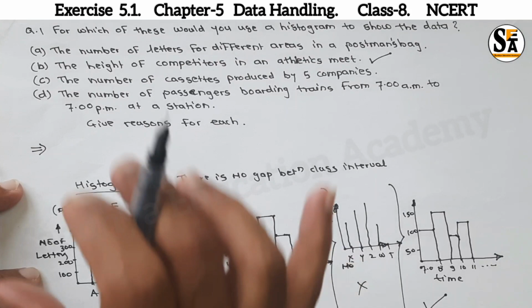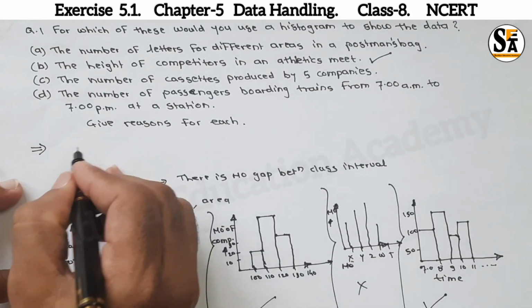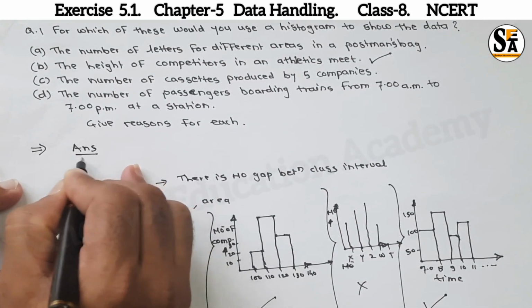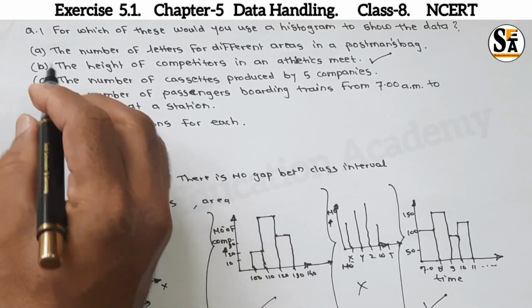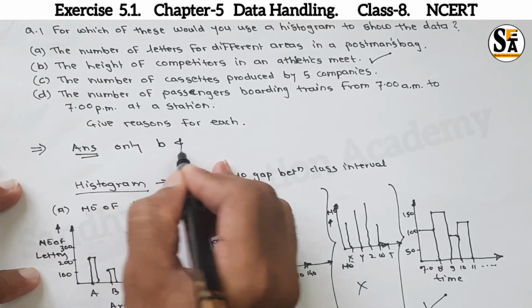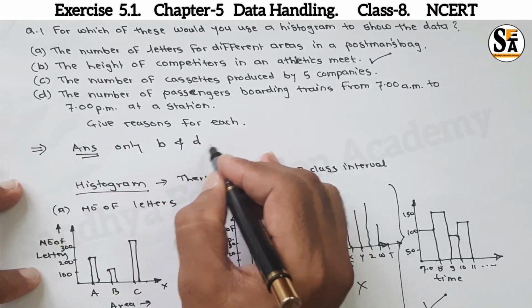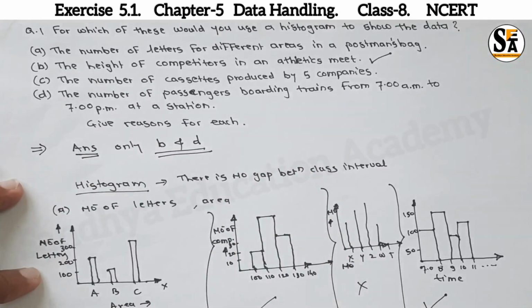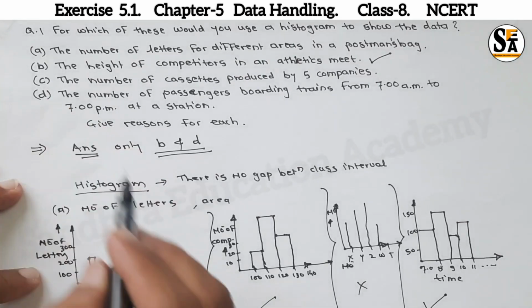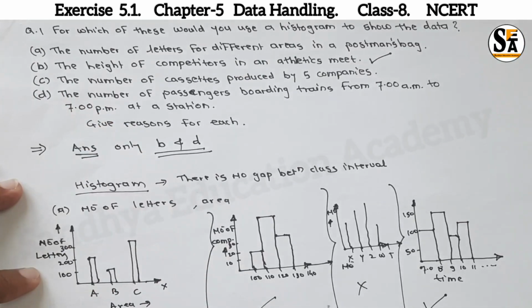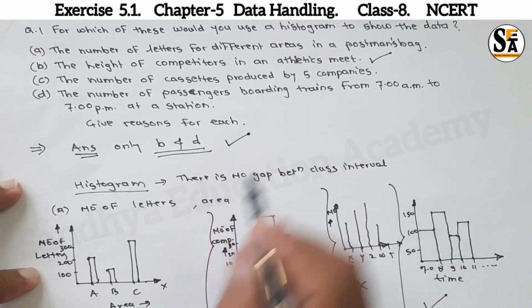So if we study deeply, we can say our answer is only for B and D we can use a histogram. And why we cannot use a histogram for A and C? Because we cannot make class intervals there. So here we cannot make class intervals for A and C. So this is our final answer.